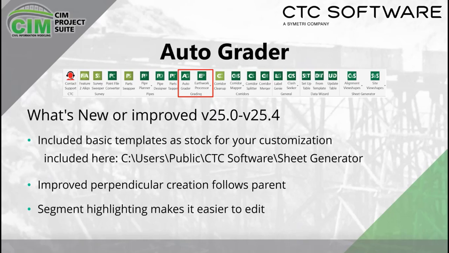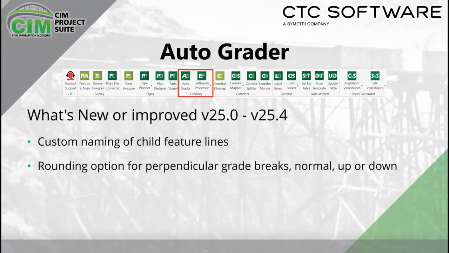And we improved our perpendicular creation to now follow parents and the stationing more directly, and we have segment highlighting that makes it easier to edit. Then we also improved our custom naming of child feature lines, so we can do that right in the tool as well.